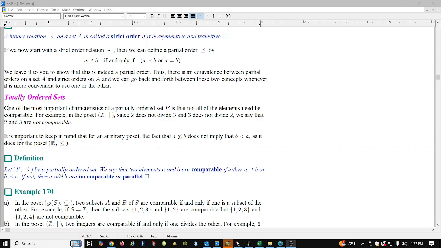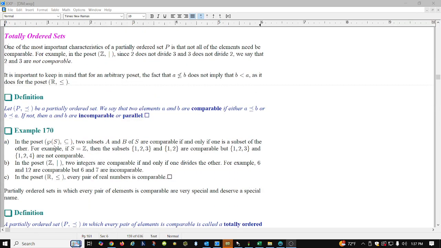So let's begin with this definition. Let P be a partially ordered set. We say that two elements are comparable if either A is less than or equal to B or B is less than or equal to A. If not, then A and B would be said to be either incomparable or parallel.